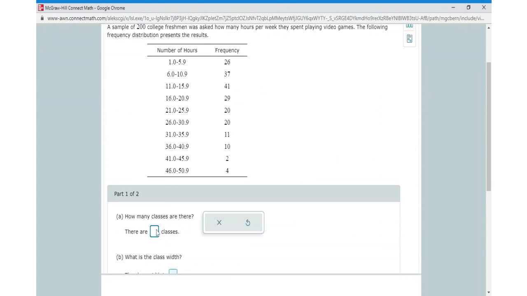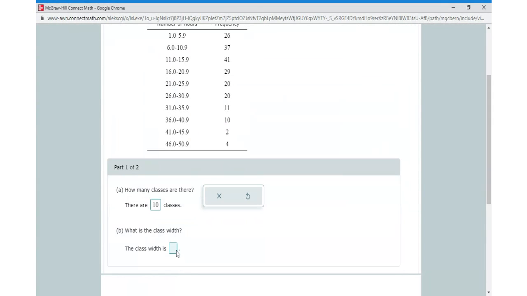Now this is something you've got to make sure you understand, because I had a question from somebody that didn't understand about the class width. The best way to tell the class width is to take any two right next to one another. You can do it right here with 1 and 6. 6 minus 1 is 5. So also is 11 minus 6, which is 5. So the class width is 5.